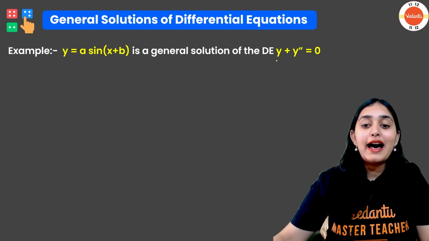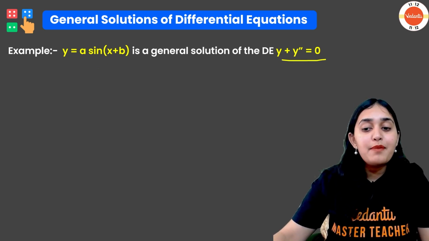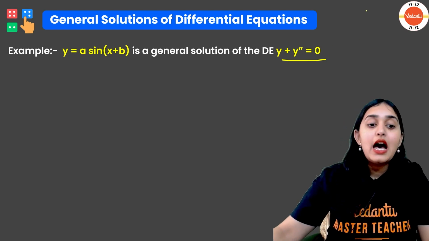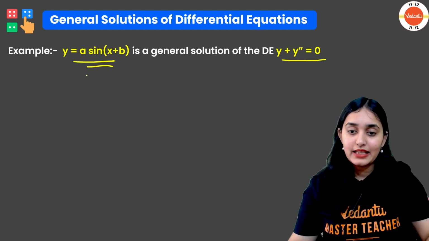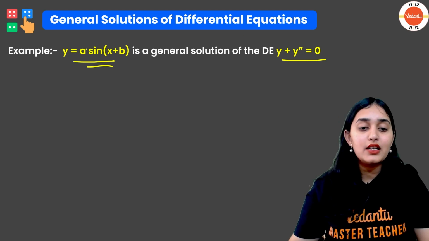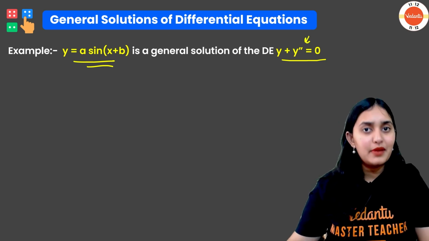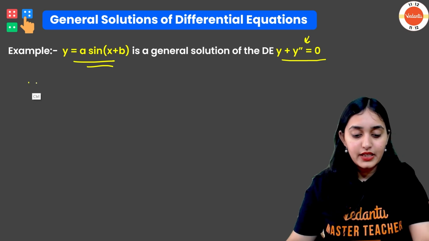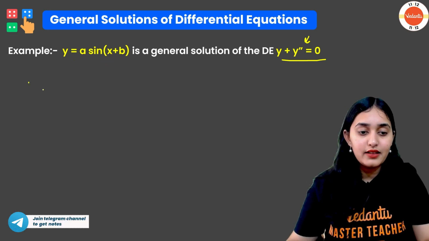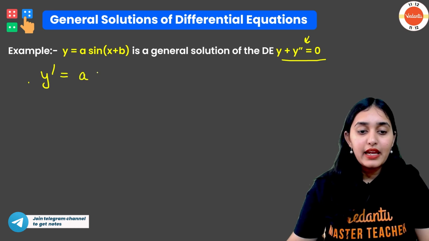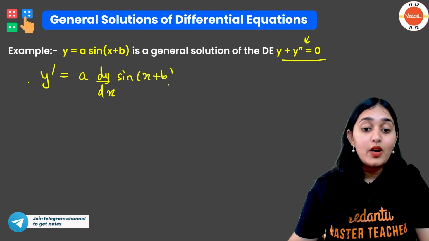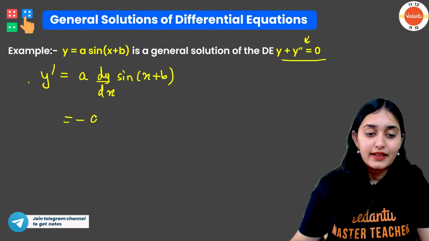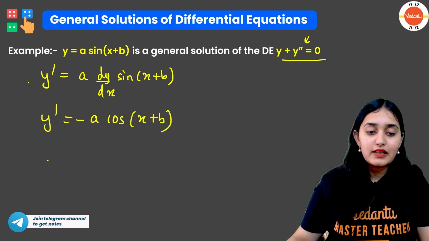Suppose I tell you, I have a differential equation y plus y double dash equals 0. I want you to check, is this a solution of the differential equation? Let's see. How can we tell that this is a solution of the differential equation? First of all, we have to find the double order derivative. So, if y is this, then y dash will be a into dy by dx of sin, what is the sin x derivative? Minus cos x. So, it will be minus a cos x plus b. This is y dash.